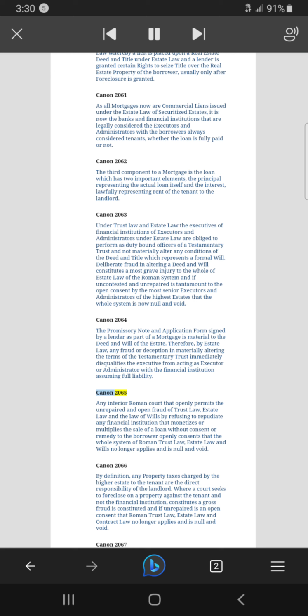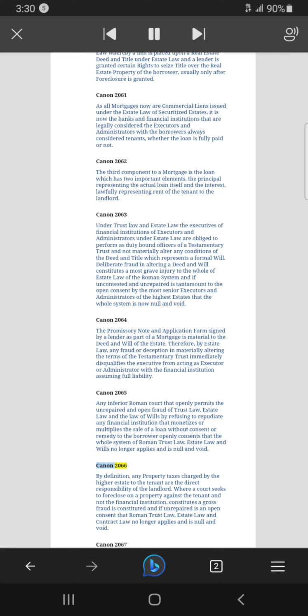Canon 2065. Any inferior Roman court that openly permits the unrepaired and open fraud of trust law, estate law and the law of wills by refusing to repudiate any financial institution that monetizes or multiplies the sale of a loan without consent or remedy to the borrower openly consents that the whole system of Roman trust law, estate law and wills no longer applies and is null and void.